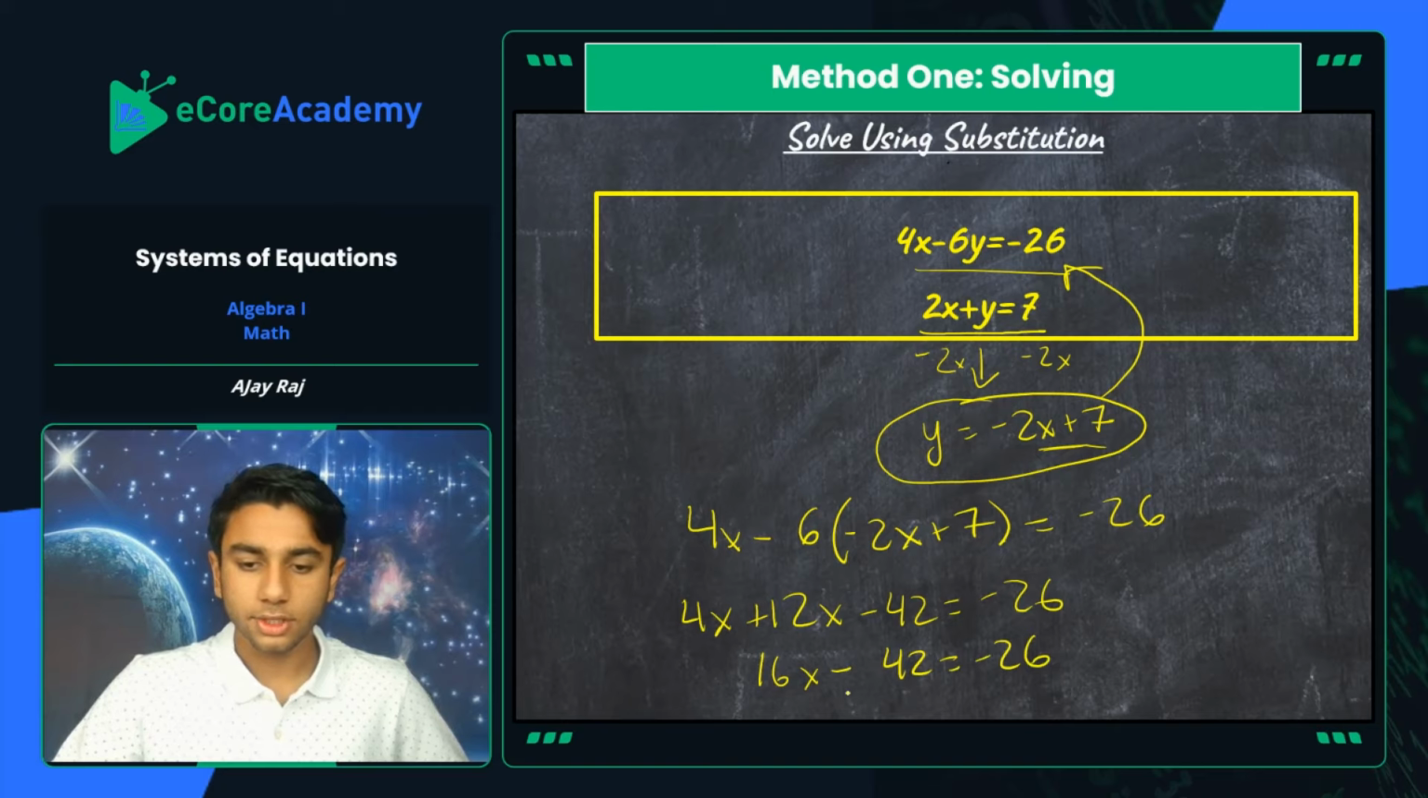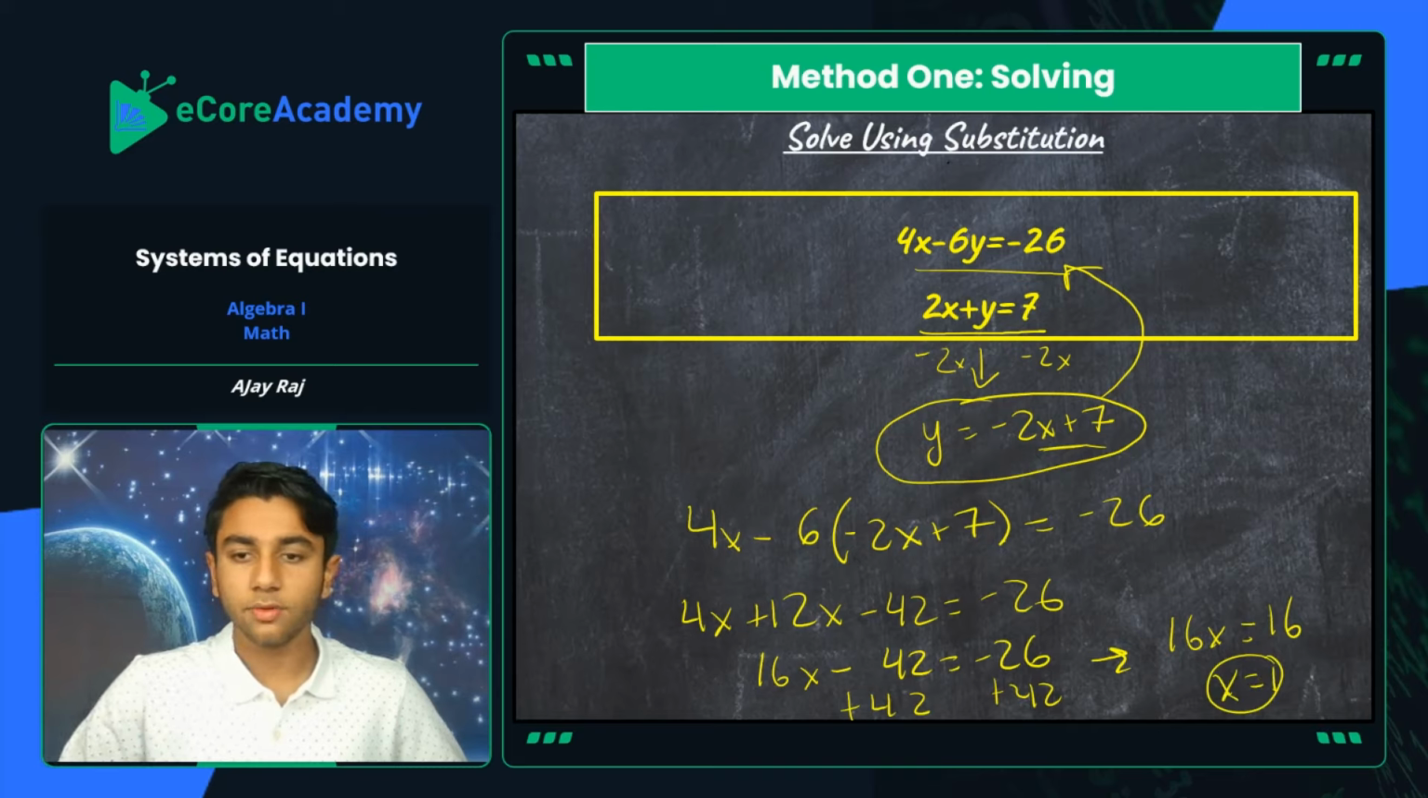Then we're going to add 42 to this side just to isolate our x on the left-hand side, solving for it. And we're going to get that 16x is going to be equal to 16. So that's simple. X is just going to equal 1 when you divide both sides by 16. Now we found the value for our x. Now we just need to find the other value, our y.